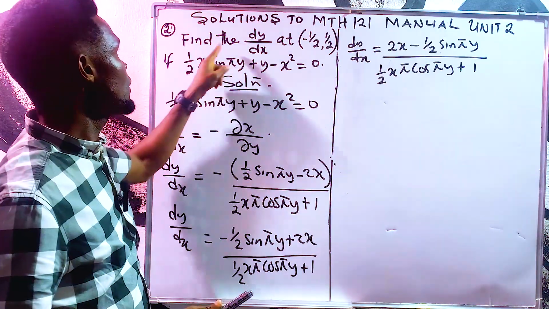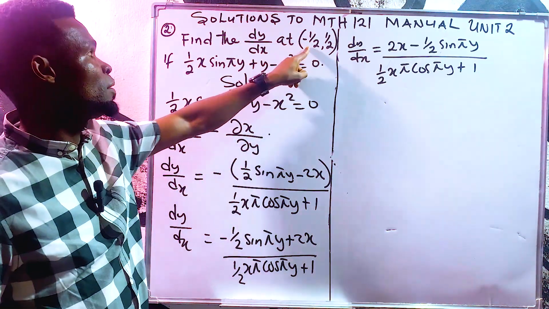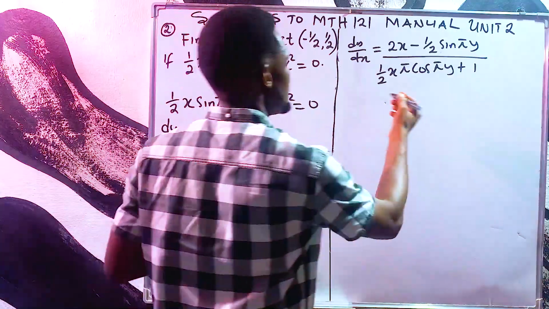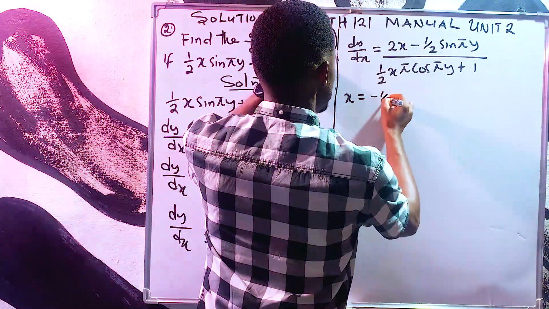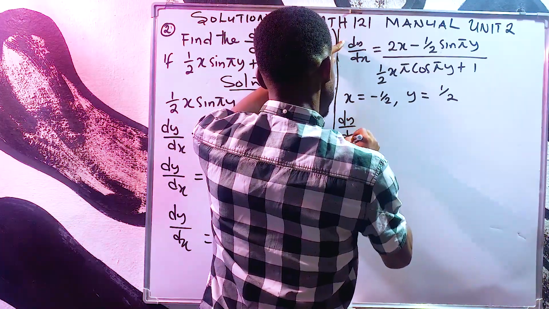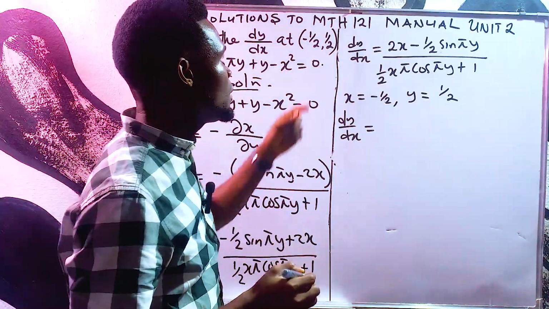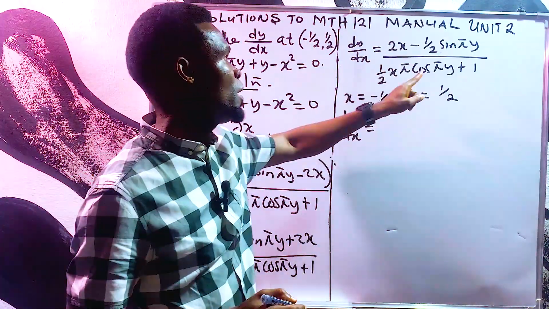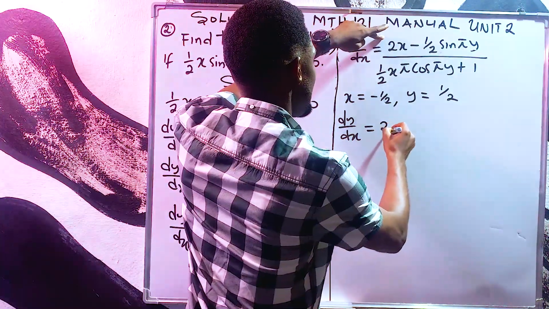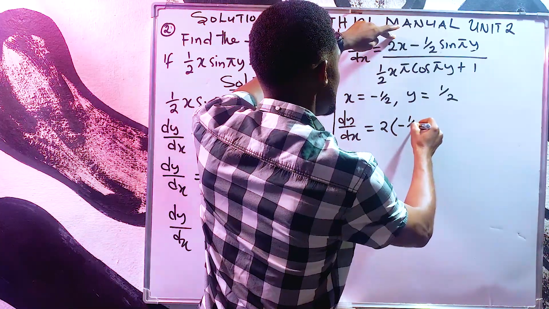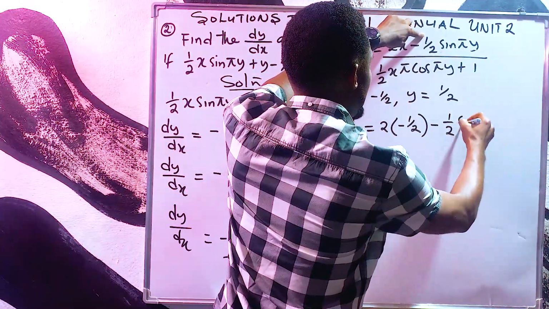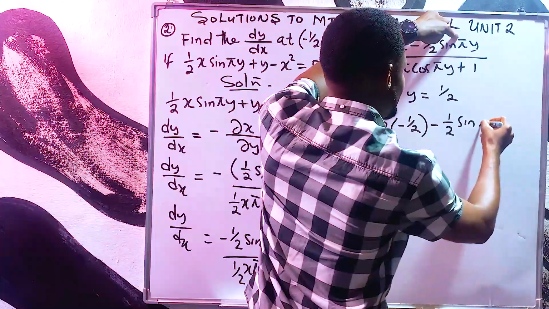But don't forget, they said I should evaluate it at these coordinates. This is the x coordinate and this is the y coordinate. So at this point, my x is equals to minus 1 over 2 and y is equals to 1 over 2. So it therefore means that dy over dx will be equals to, anywhere I see x, I'll put minus half, and anywhere I see y, I'll put half. So let's substitute. That will be 2 into x is minus 1 over 2, minus half sine pi.